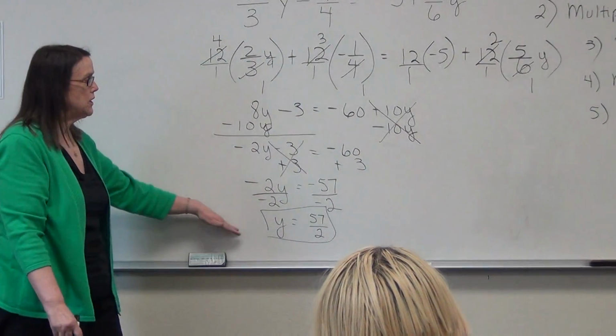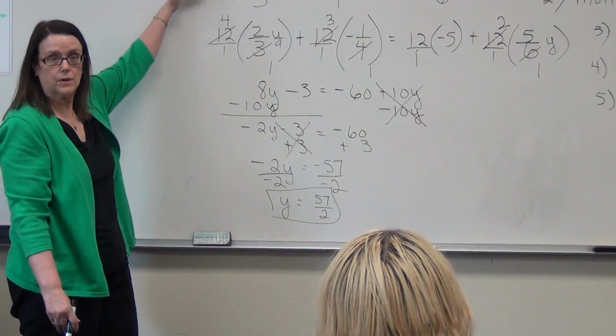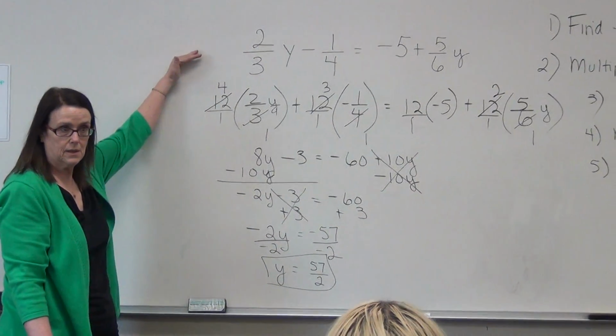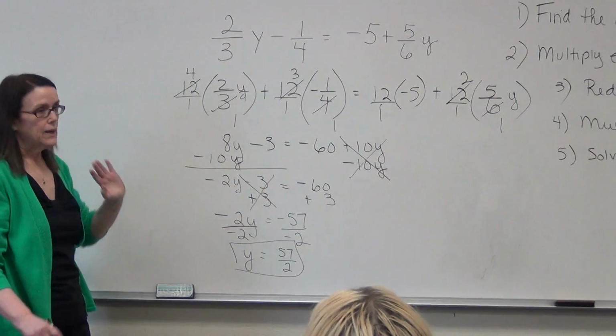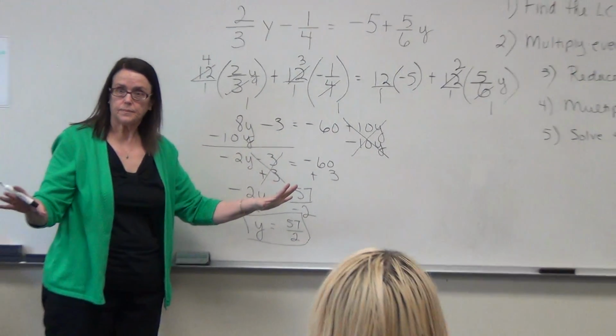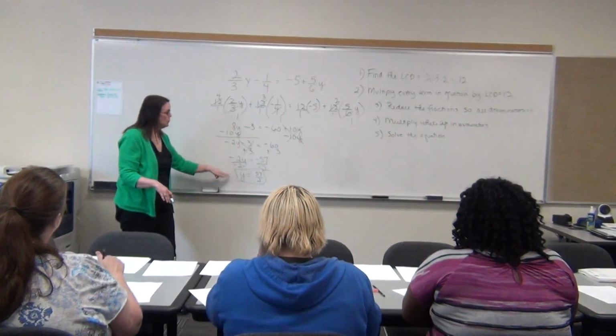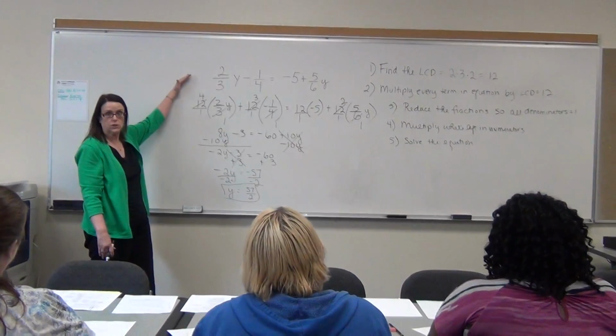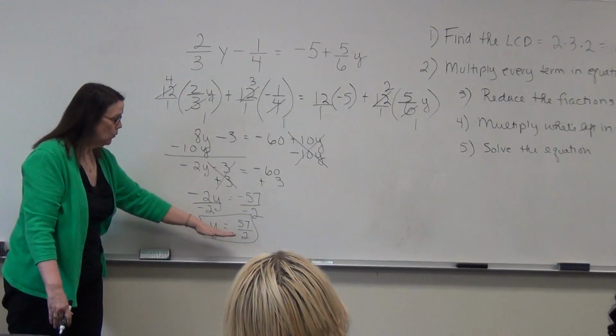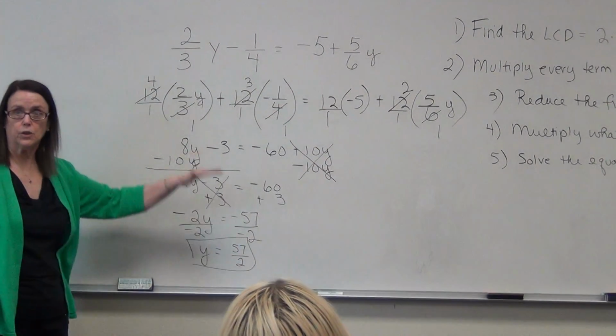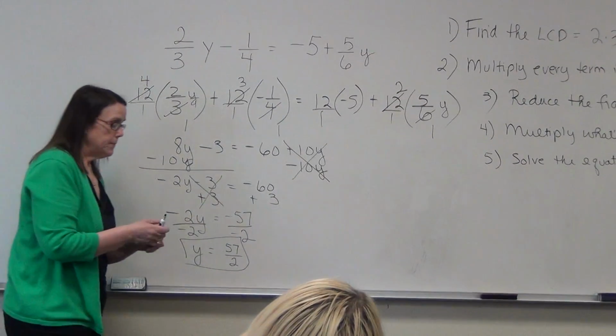Now, wasn't this much easier to solve than you think that would be? Yes. Okay? So, any questions? Now, of course, you'd want to check this. And to check, you would simply go back into the main equation, the original equation, and let y equal 57 over 2. Okay?